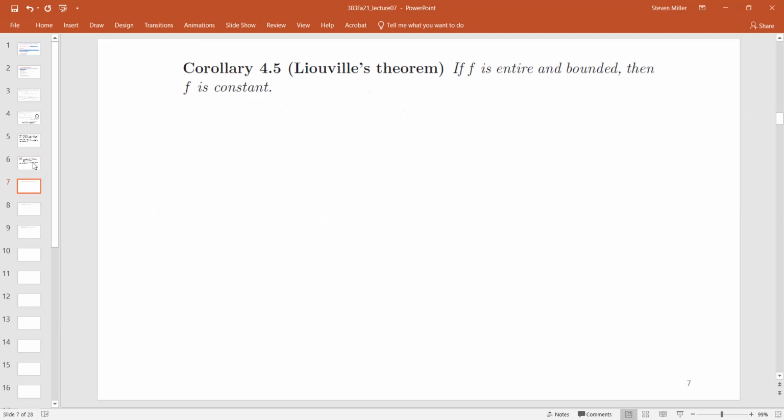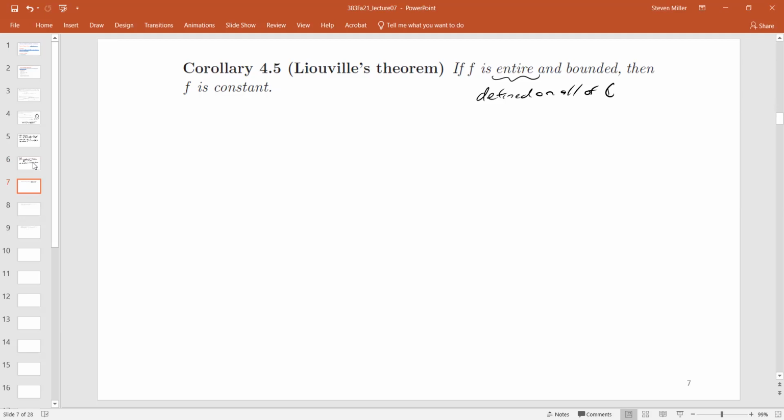All right. Liouville's theorem says if f is entire and bounded, so entire means defined on all of C, then f is constant. That is a remarkable result. Is this true in real analysis? If you have a function that's defined on all of R and is infinitely differentiable, then it must be bounded? All right, give me a counterexample.